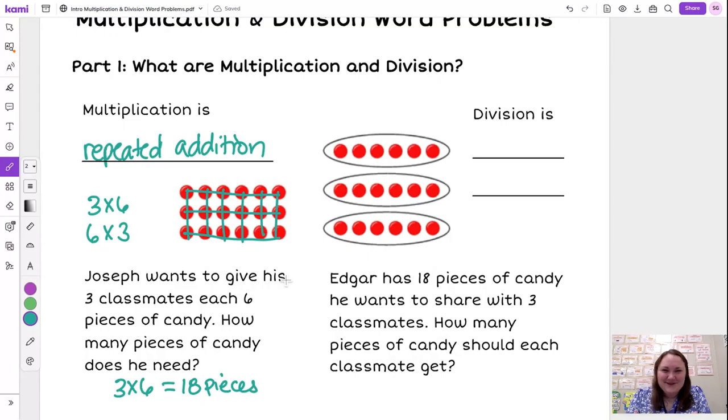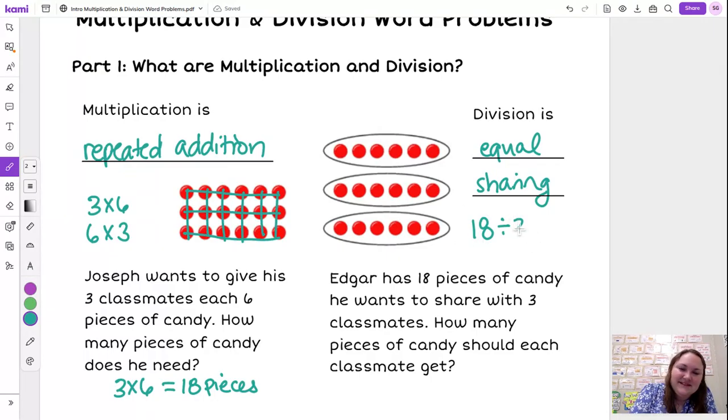Division is similar. They are related, multiplication and division. And so the picture is similar, it's just a different way of thinking about it. Division is this idea of equal sharing, or putting a number into equal parts. So for example here, instead of finding the total number of red circles, I have those total 18 circles that we are dividing into 3 equal groups, into 3 equal parts. And your answer for division is just how many circles are in each part, how many are in each group.